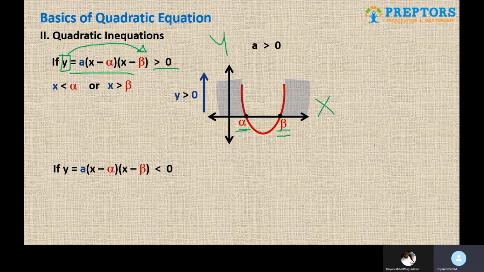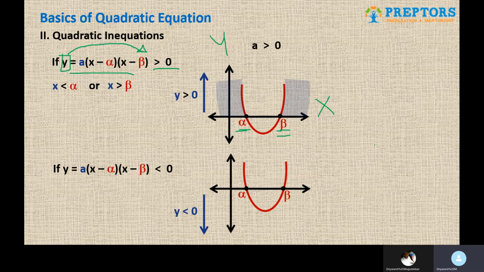The basic process remains the same. Figure out alpha and beta by factorization or by formula method, whichever is convenient to you. Plot it on the graph, and then you look at the sign, which is, sorry, y is less than 0. Less than 0 is negative. On which side of the graph is y negative? It is the lower side of the graph where y is negative. Because of which you will mark the values which are between alpha and beta, which are being highlighted right now in gray, as you can see. So the values of x which will satisfy this inequation are in between alpha and beta.